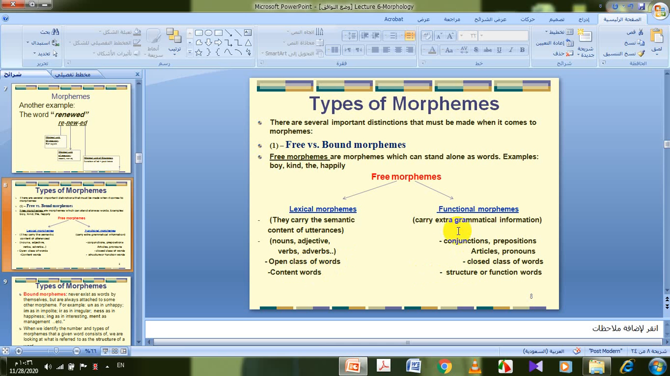However, this type, functional morphemes, are structure words or function words. No, they don't have meaning. They just have functions, and that's why they are called function words or structure words. And that's why their only function is being used in structures. Good.